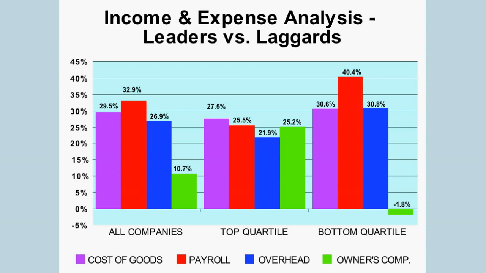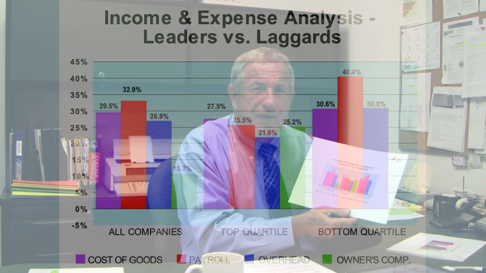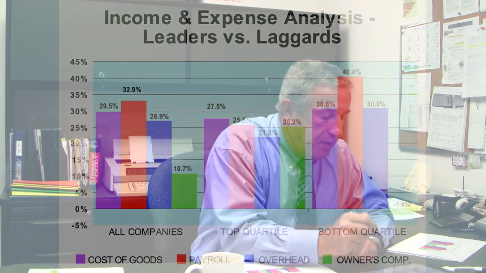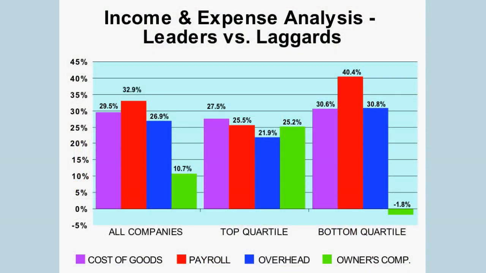Okay, we're going to move to our second slide in this presentation, and it's called Income and Expense Analysis, Leaders versus Laggards. Now, some of these slides, not all of them, will be available later on my website, but for right now, we're going to take a look at this slide, and we're going to use my iPad version, and we're going to start looking at all companies, the top quartile and the bottom quartile, and we're going to show you the major differences.